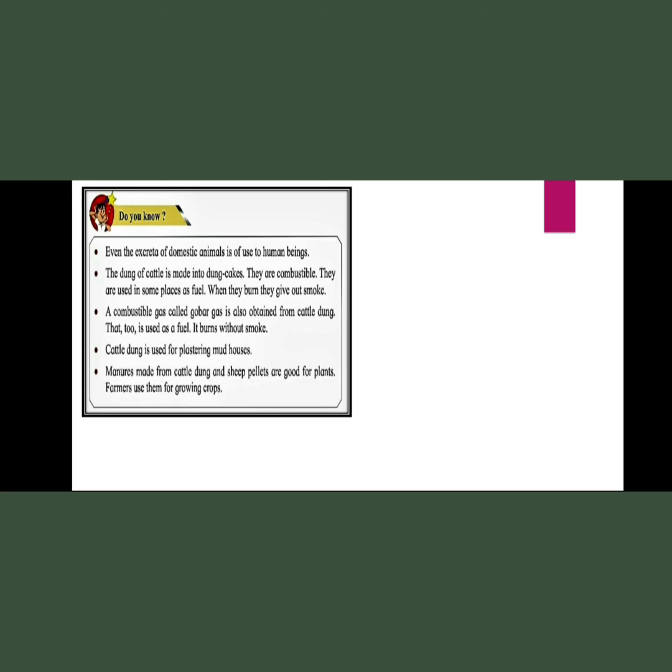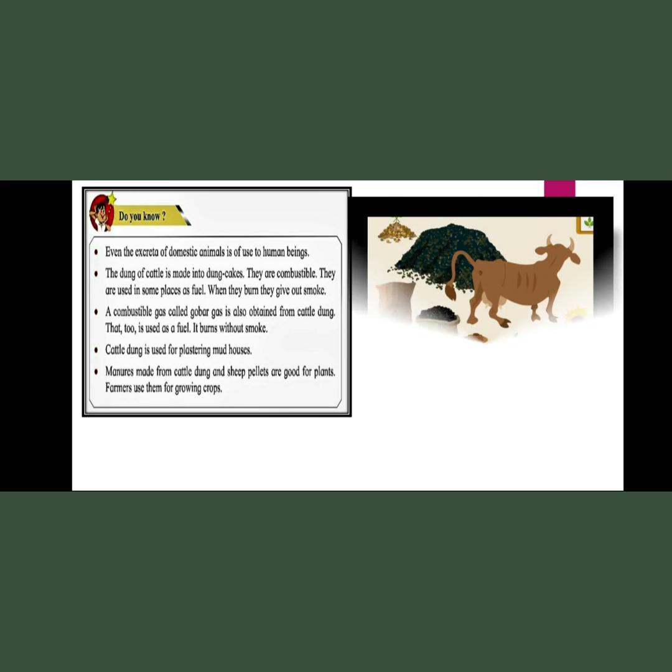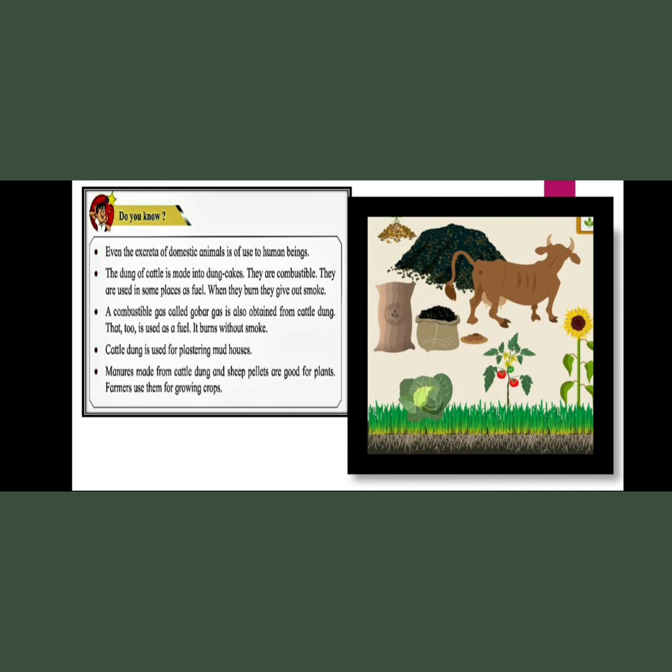Do you know? Even the excreta of domestic animals is of use to human beings. The dung of the cattle is made into dung cakes. They are combustible. They are used in some places as fuels. When they burn, they give out smoke. A combustible gas called gobar gas is also obtained from cattle dung. That too is used as a fuel.